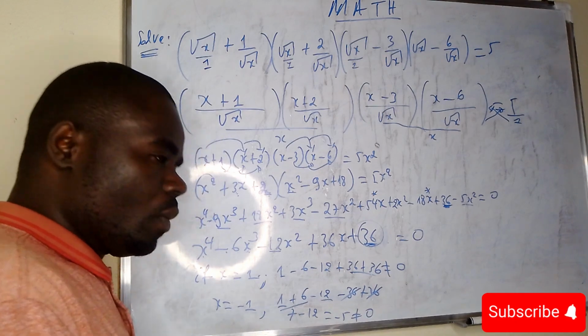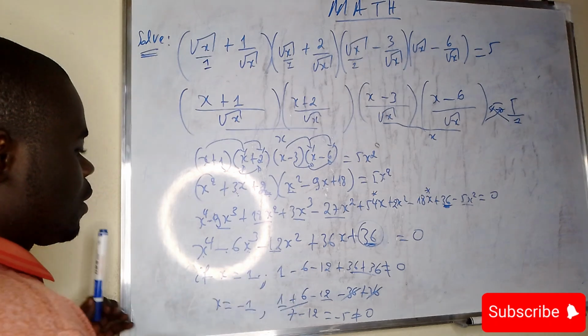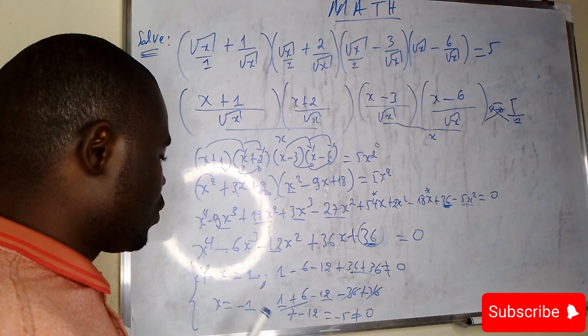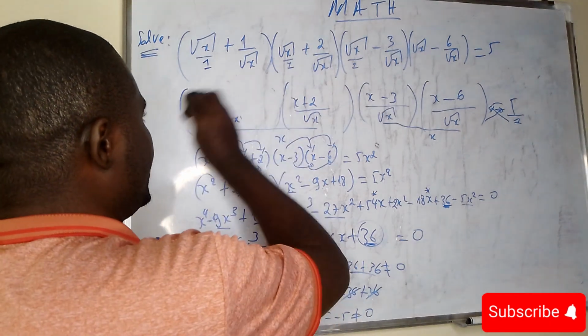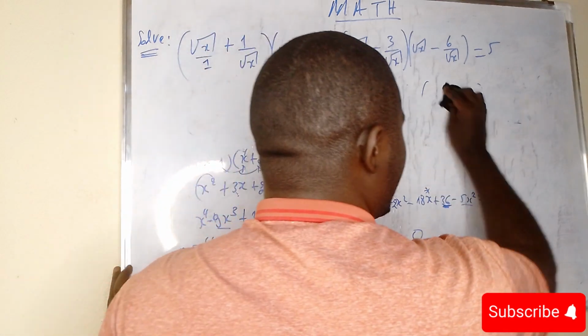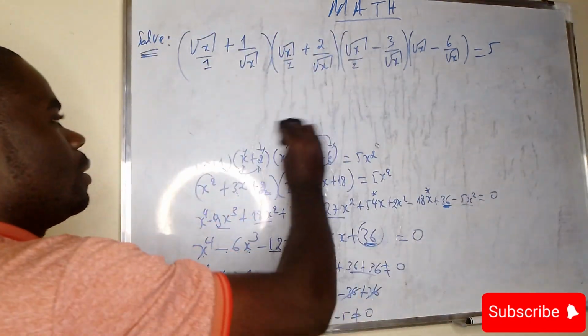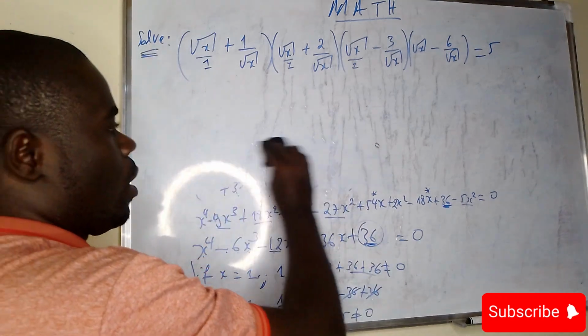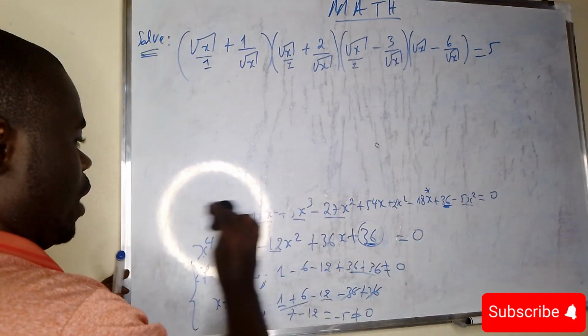So, when you check this, you see that all those integers that we are trying to use are not working. So, what can you do now? What you can do is to go and factorize now.